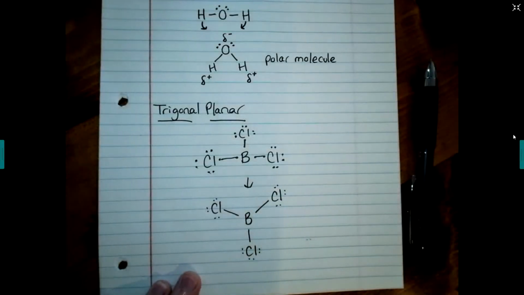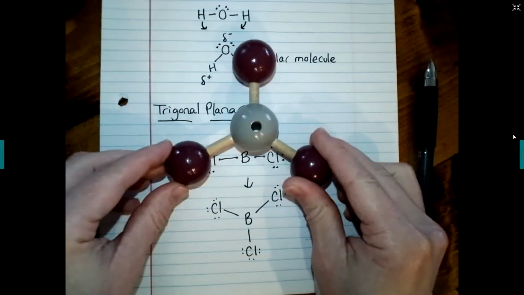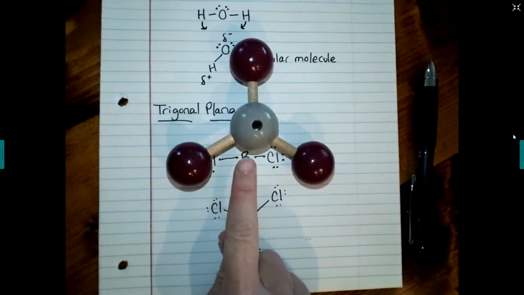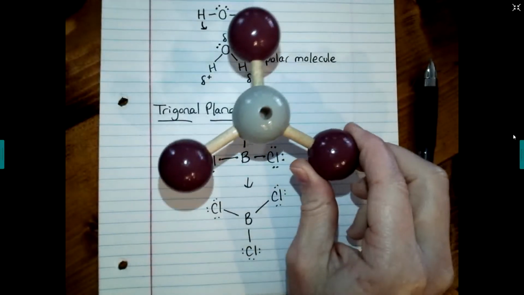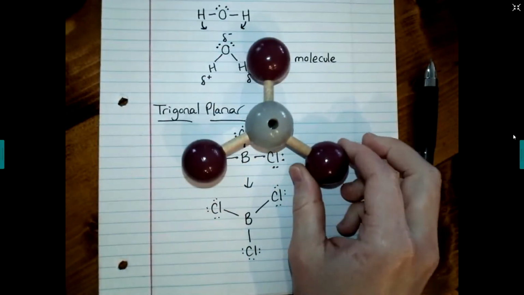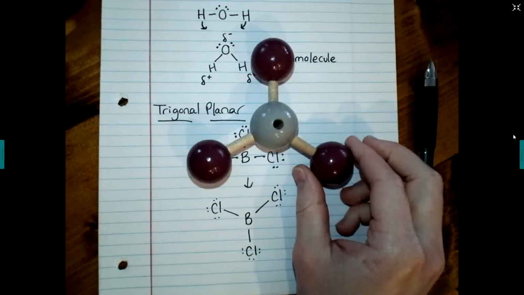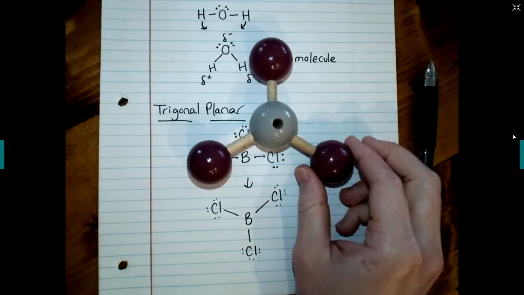If you look at this model, you can see that the central atom is boron, all the outside atoms are chlorine. It looks like a triangle. They're all in one plane, like you learned in geometry. So that's why this is called trigonal planar.